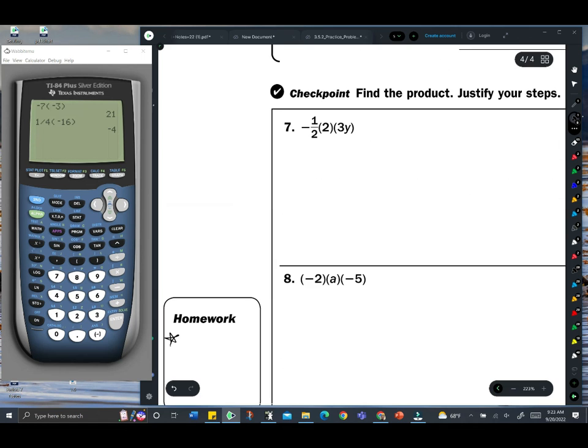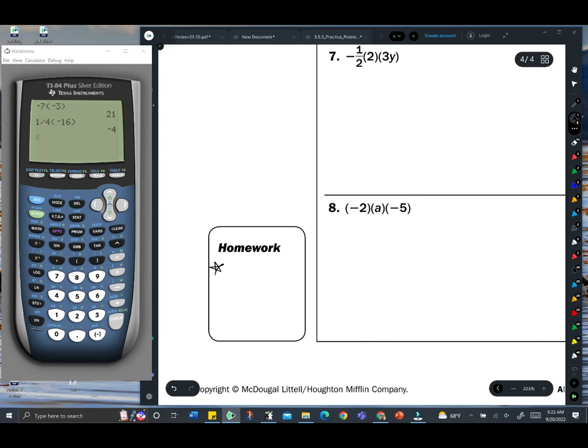The next page, don't actually worry about it. Freebie. So you can actually jump to the homework, and I will modify it in the assignment, but it's going to be the odds on 2.4. I'll share with you which ones to skip on Schoology. Great stuff, guys.